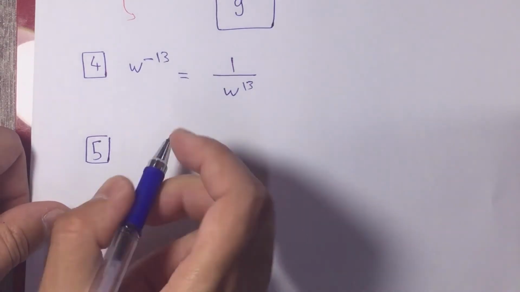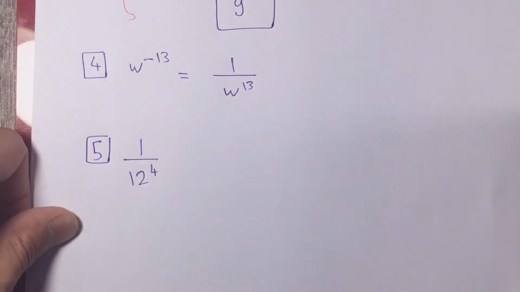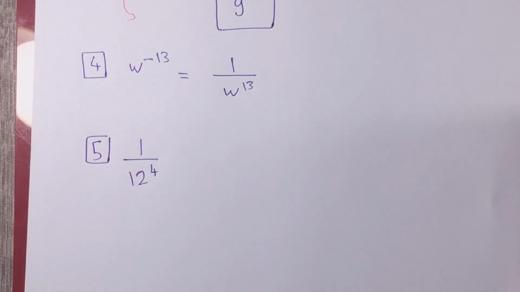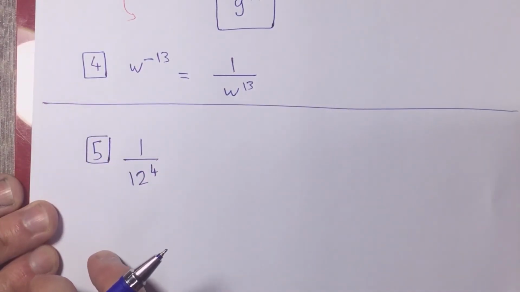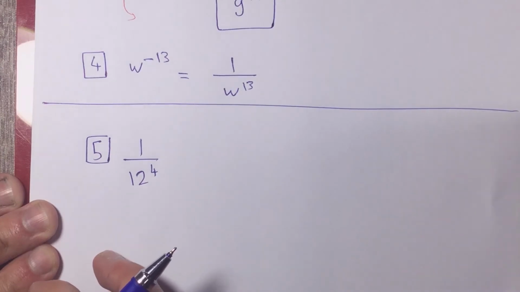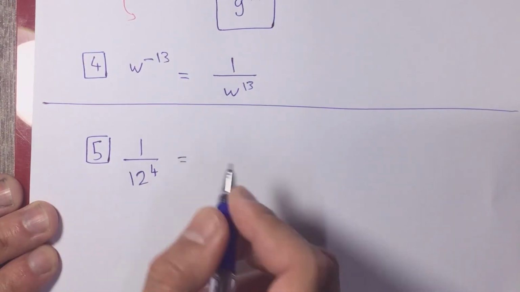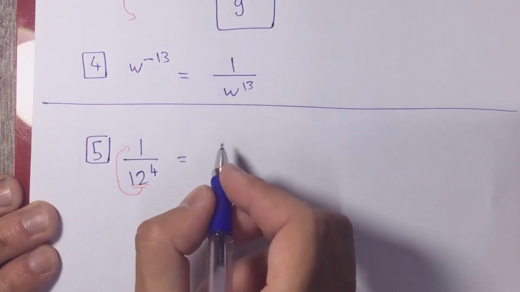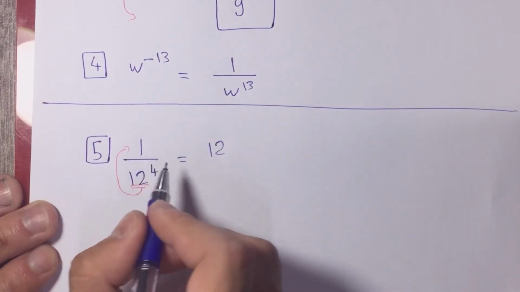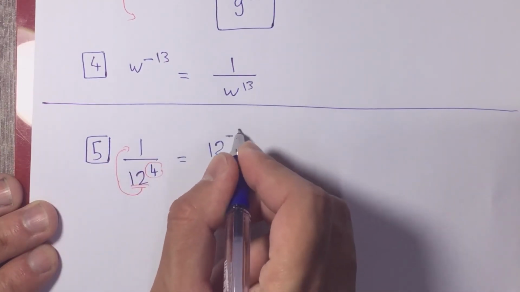Okay, what about number 5? Number 5 is 1 over 12 to the 4th. How can we write this? The new question now is to write these numbers in terms of negative exponents, the second part of the questions in independent practice. How can we write this in terms of negative exponents? We just change the place of the factor, now writing it in the numerator, and then change the sign of the exponent. So we have 12 to the power of negative 4.